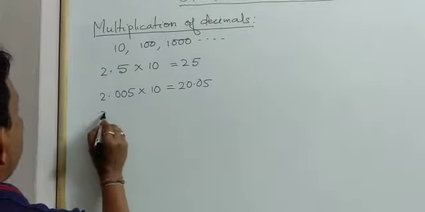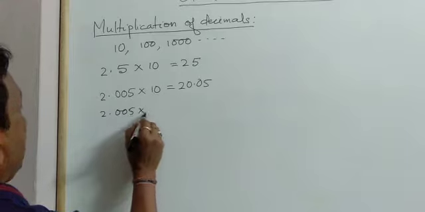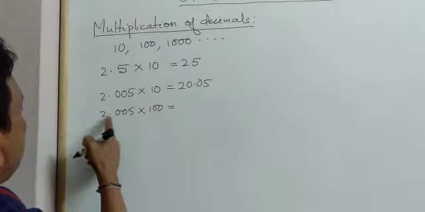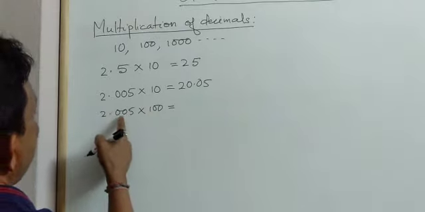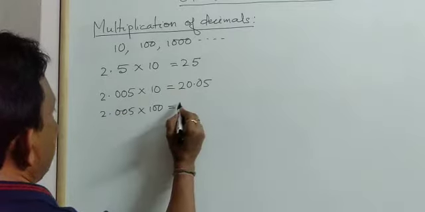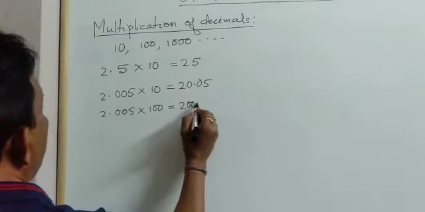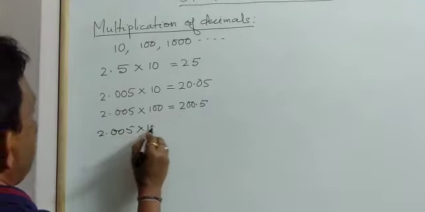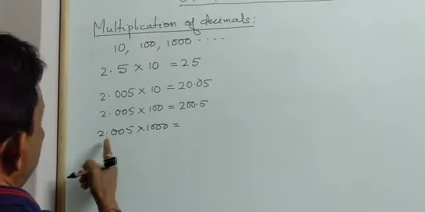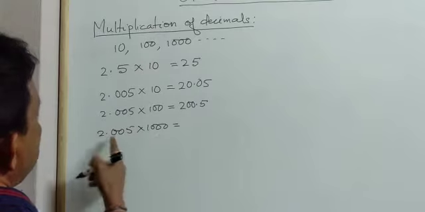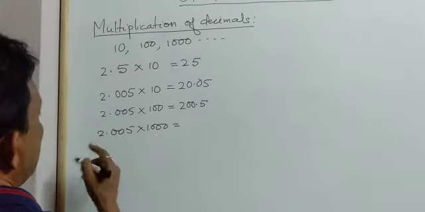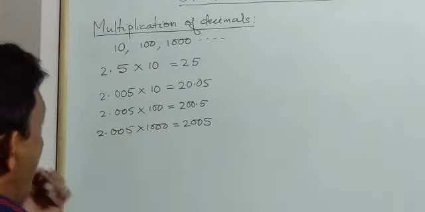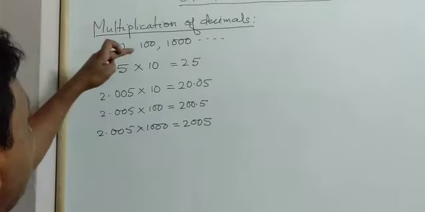Now if I multiply 2.005 by 100, there are two zeros, so the decimal point will move two places towards the right, so it will be 200.5. Now if it is 2.005 into 1000, the decimal point will move 3 digits to the right from its original position, so it will be 2005. Now this is multiplication of decimals by 10, 100 or 1000.